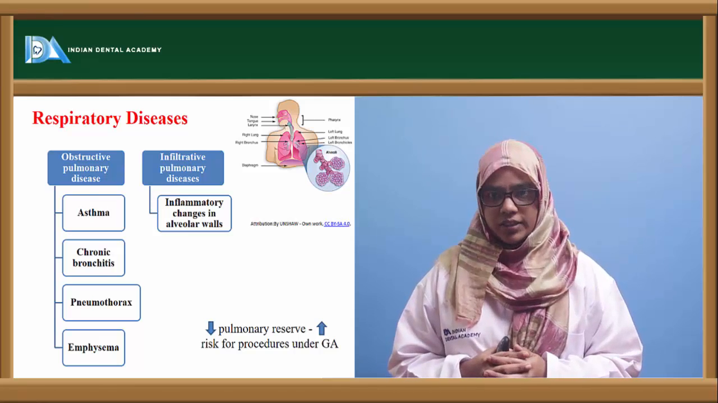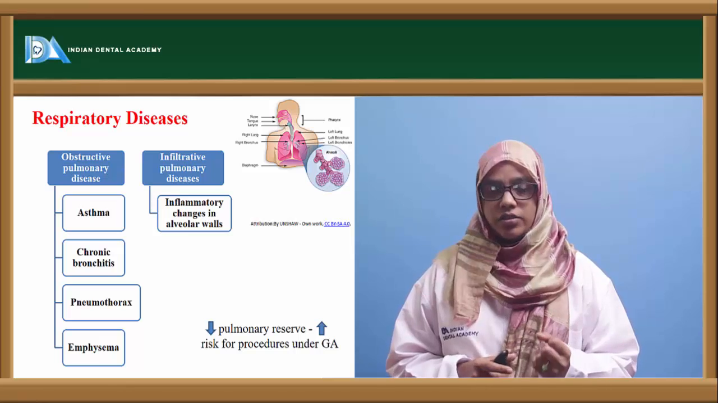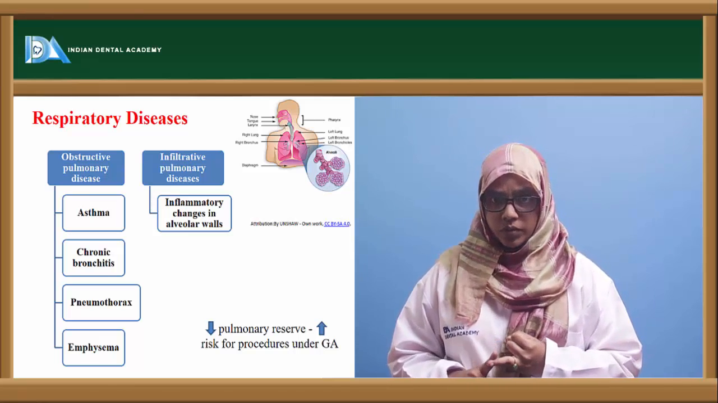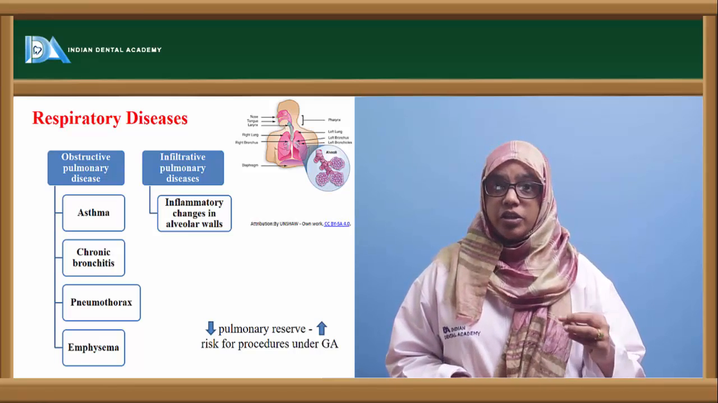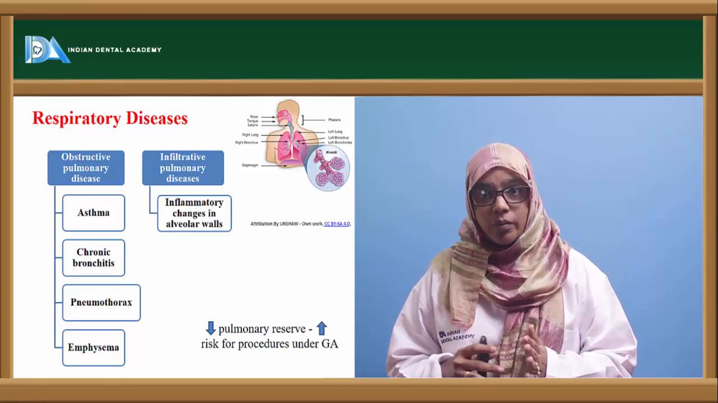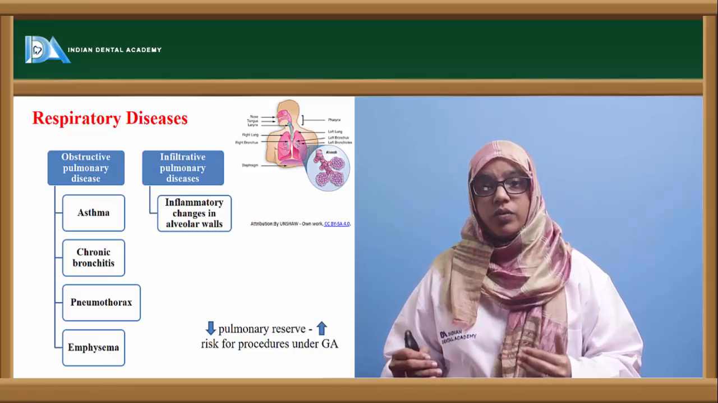Okay. Now, because of this respiratory disease, there is decreased pulmonary reserve, which eventually increases the risk for procedures under general anesthesia. When you are treating a patient, always ask regarding the history of smoking, how many packets, and from when the patient has been smoking. Ask regarding the history of tuberculosis. If the patient gives a history of tuberculosis, ask whether the treatment has been completed or not, what all drugs were taken, and whether the regime was completed.